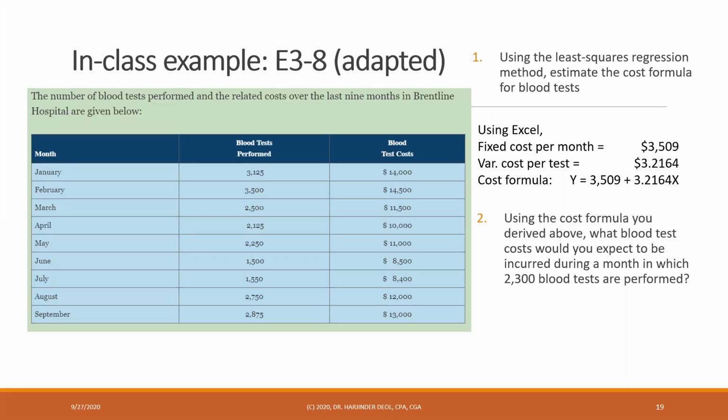So using the cost formula you derived above, what blood test cost would you expect to be incurred during the month in which 2,300 blood tests are performed? Once we derive our cost formula of Y equals $3,509 plus our variable cost of 3.2164, multiply that with the number of blood tests, gives us total mixed cost of $10,906.